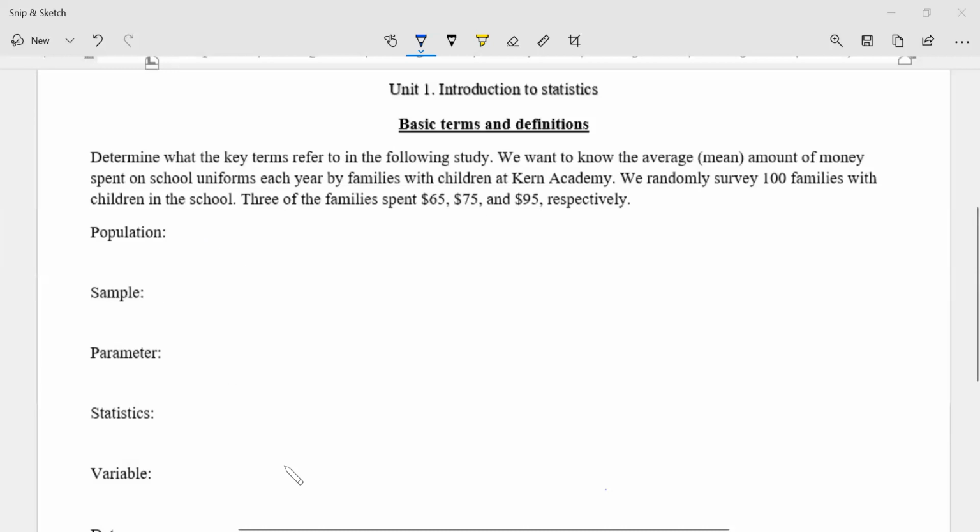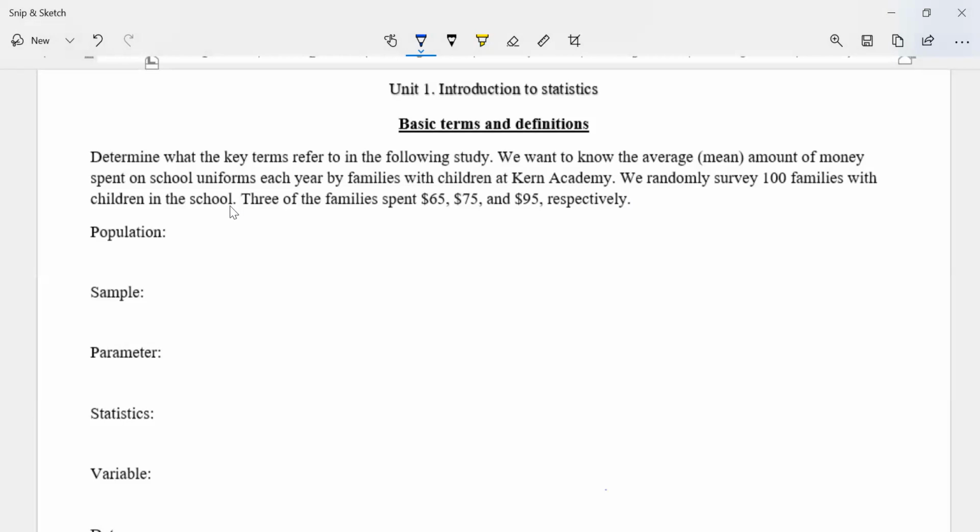Now, sample. Remember, sample is part of the population. When I read on my key terms, what does sample say? A subset, so that means a group of the population to study. Okay, so now coming back to our study here, our sample, who did I study? Then I see when I'm reading the question here, it says, we randomly surveyed 100 families with children in the school.